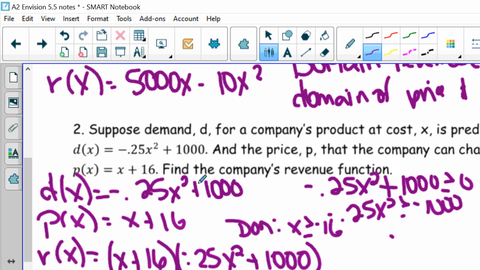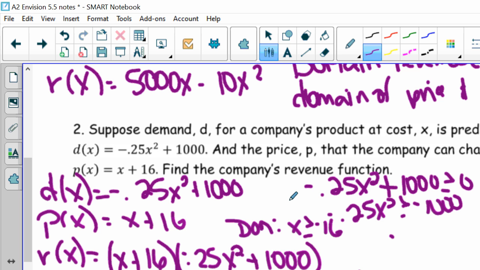So we're going to distribute. Then we get negative 0.25x cubed plus 1,000x minus 4x squared plus 16,000. If I write that in standard form, my revenue is negative 0.25x cubed minus 4x squared plus 1,000x plus 16,000. So there's our revenue function.